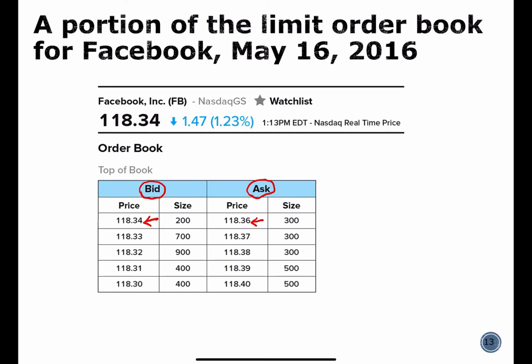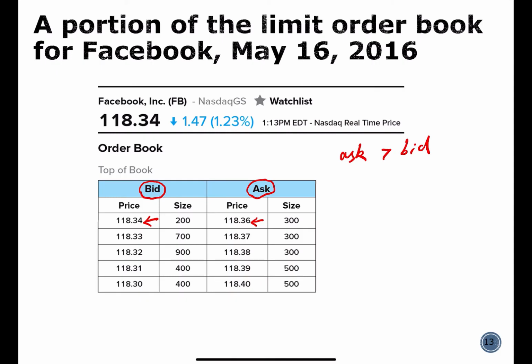One thing you can see is that the highest bid price is 118.34, and the lowest ask price is 118.36. The ask price is larger than the bid price. And you can imagine that at the current price, there is no transaction, because the lowest price people are willing to sell at is larger than the highest price people are willing to pay. So no transaction can happen.